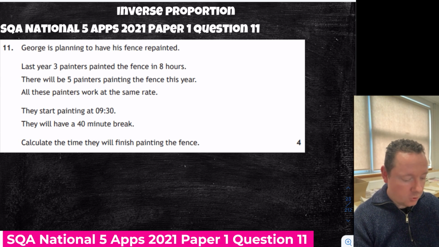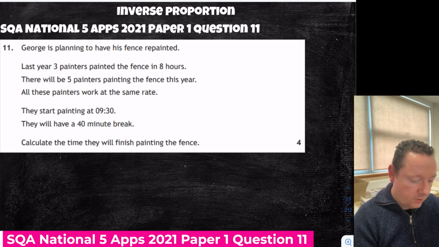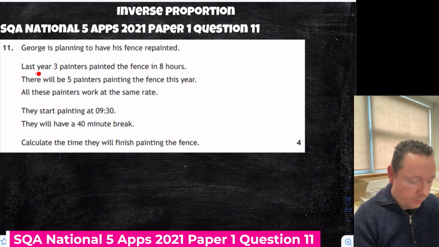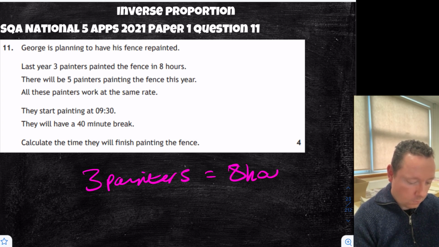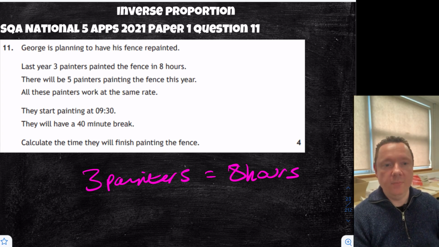SQA National 5 Apps, 2021, Paper 1, Question 11, inverse proportion. George is planning to have his fence painted. Last year, 3 painters painted the fence in 8 hours. I'm just going to take a note of that. 3 painters equals 8 hours. There will be 5 painters painting the fence this year. All the painters work at the same rate.